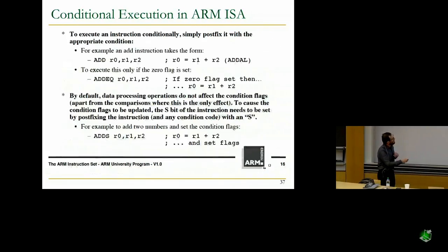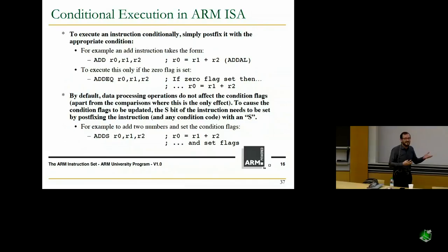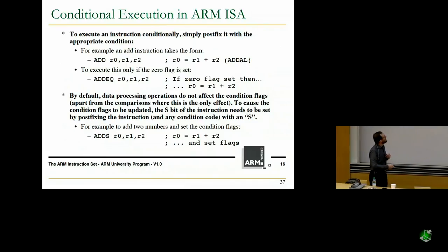These slides go through an example of how you would actually do conditional execution. Basically, you need to postfix with an appropriate condition. To execute this only if the zero flag is set, you have an add EQ, right? If the zero flag is set, execute this add. This is add always. But add EQ means execute this add only if the zero flag is set. And to set the condition flags, you have these versions of add that test and set flags.